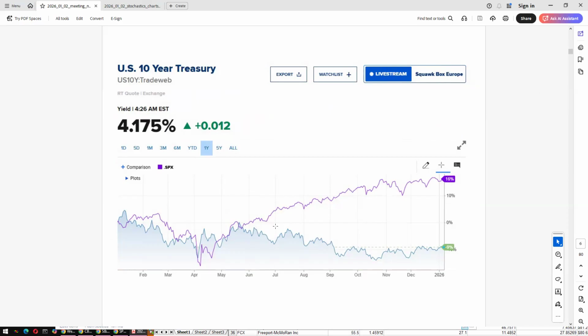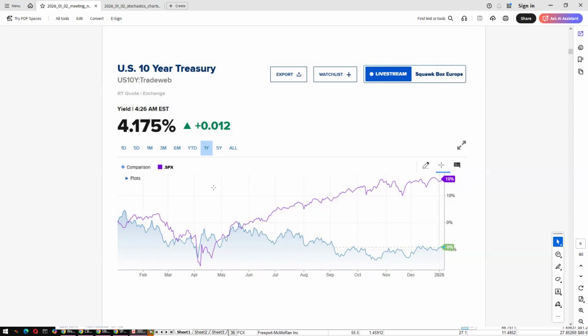Okay, let's look at the 10-year Treasury. The 10-year Treasury has been going sideways in the past couple weeks. You can see that sideways. It hasn't been going down, it's going sideways. And you can see that the S&P 500 is also going sideways. There's an inverse correlation right now between the S&P 500 and the yield for the 10-year Treasury. As the yield on the 10-year Treasury goes down, the stock market has been going up.